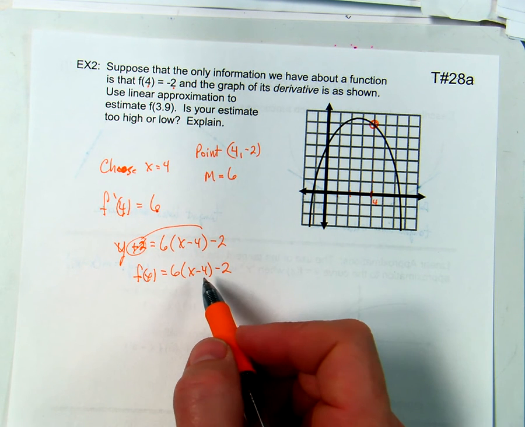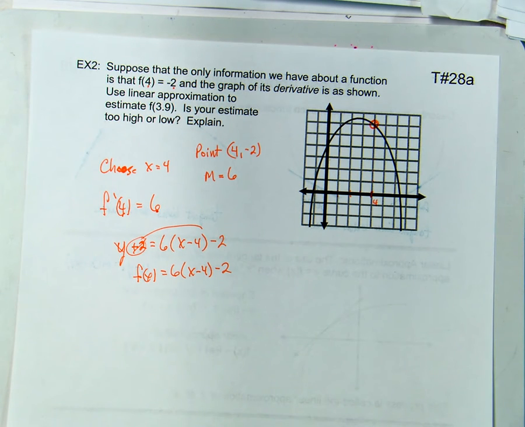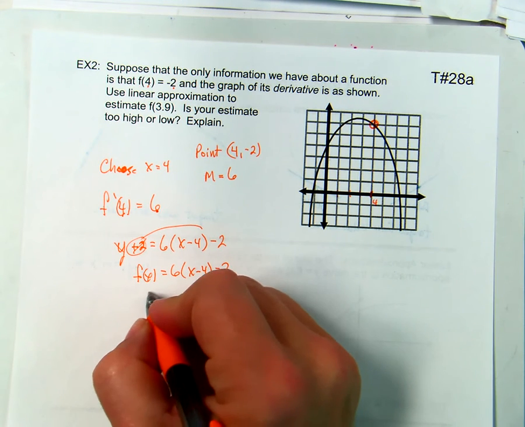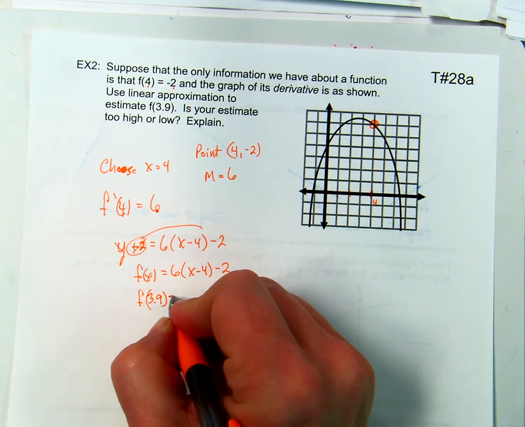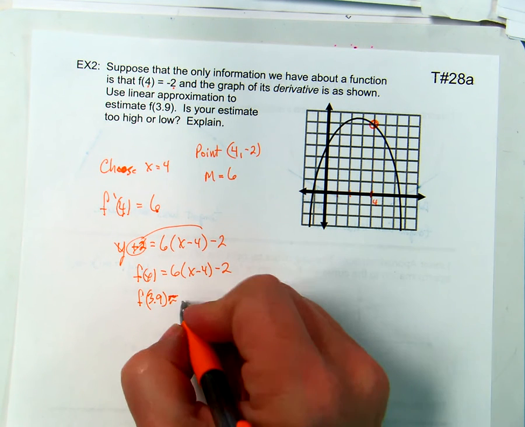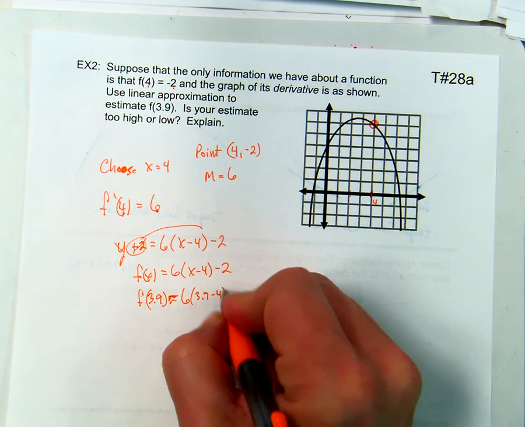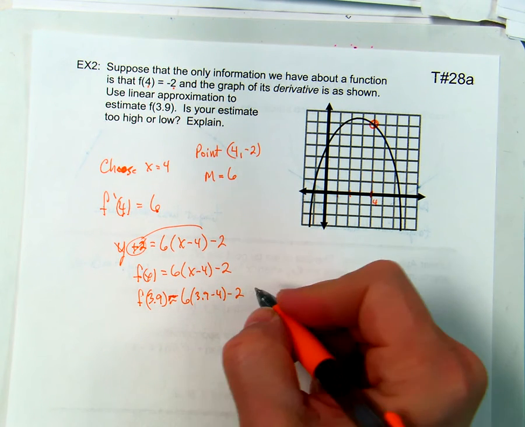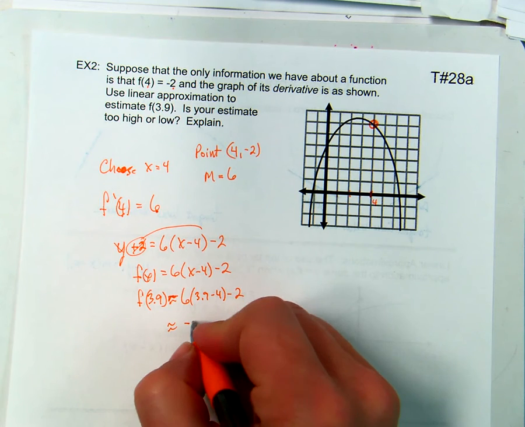And then at this point, I have a function, or an equation of this tangent line, that I could plug in 3.9, and I know I'm going to be pretty close. I know it's not going to be exact, but I'll be pretty close to that curve. The line's going to be off just a little bit. So if I plug in f of 3.9, then I'm going to get approximately 6 times 3.9 minus 4, minus 2, which ends up being approximately negative 2.6.